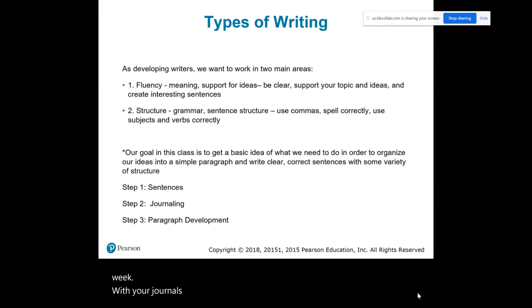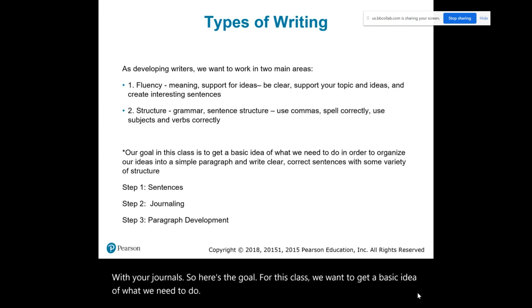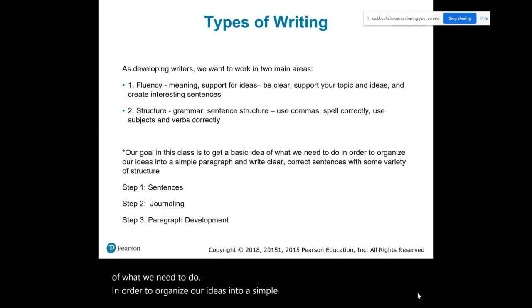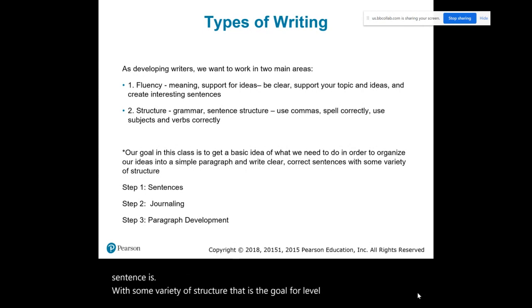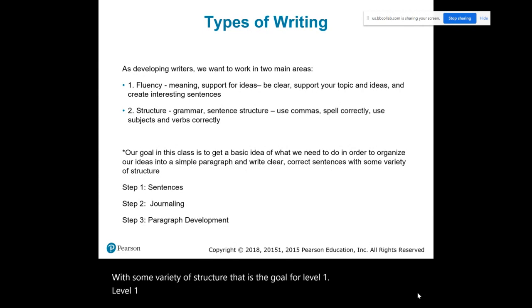So here's the goal for this class. We want to get a basic idea of what we need to do in order to organize our ideas into a simple paragraph and write clear, correct sentences with some variety of structure. That is the goal for level one writing, okay? Basic idea of paragraph and simple sentences that have some variety.